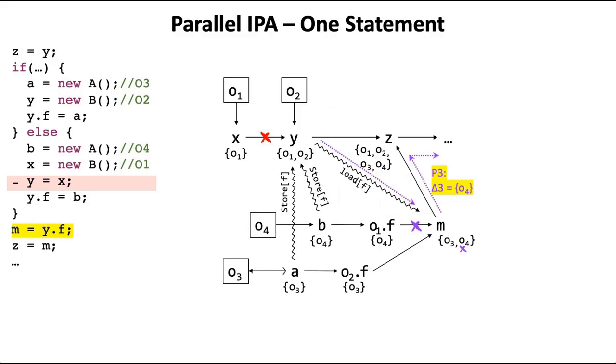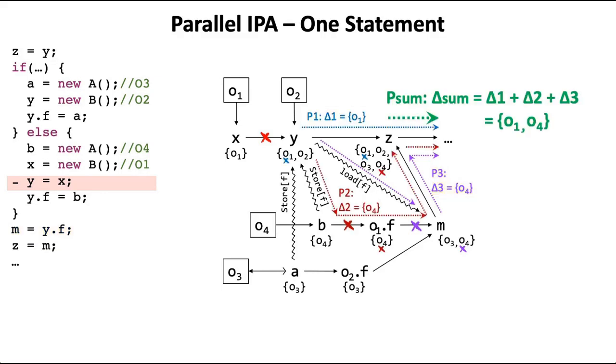This propagation path P3 is to update for statement m equals y.f. This example shows the worst case that all three changes, delta 1, delta 2, and delta 3, repetitively update a sequence of nodes with the summarized change delta sum. To be specific, Z and its reachable nodes are updated by delta 1, which is O1, and delta 2, which is O2, twice. However, even though they update the same path, we can still run the three propagations in parallel.